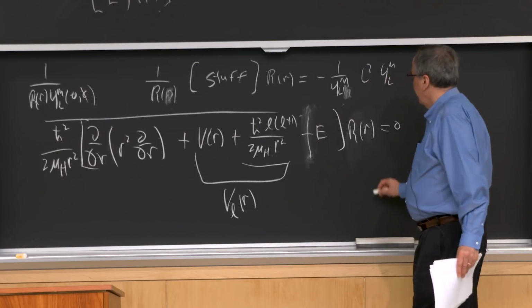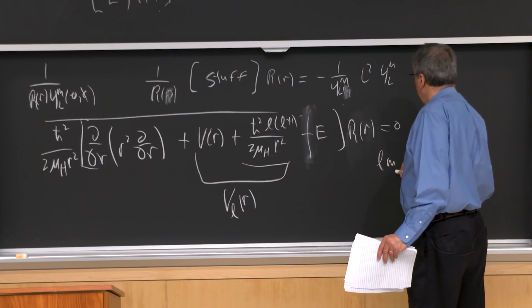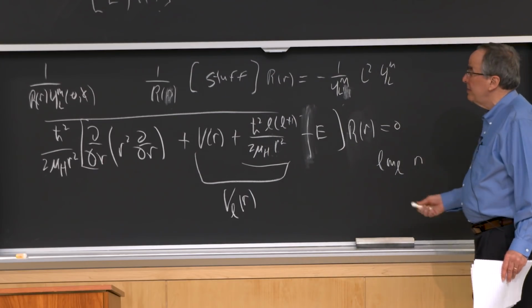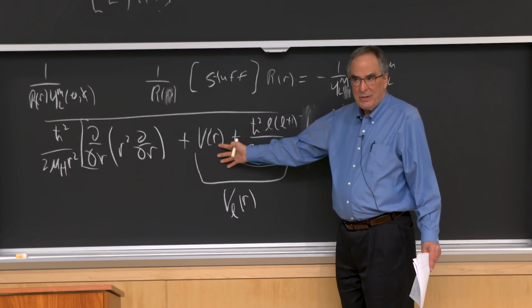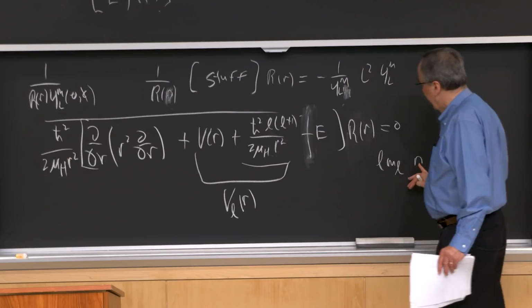So we're going to get the usual m_l quantum numbers, and we're going to get another one from the radial part. And since this is a 1D equation, there's only one quantum number. And we're going to call it n.